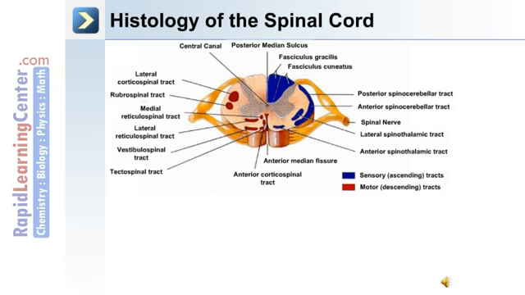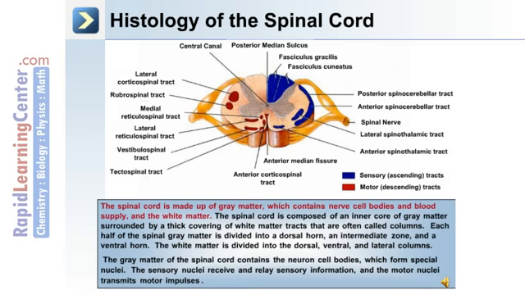On the left side of the image are some of the motor descending tracts, including the anterior cortical spinal tract, the tectospinal tract, the vestibulospinal tract, and the lateral reticulospinal tract. On the lateral side is the rubrospinal tract and the lateral cortical spinal tract. Down through the center of the spinal cord is the central canal.